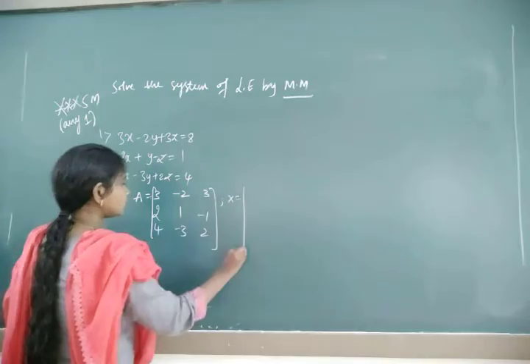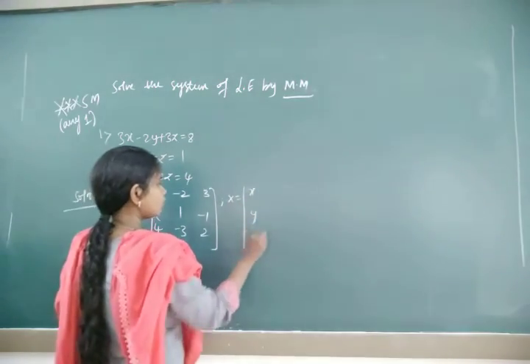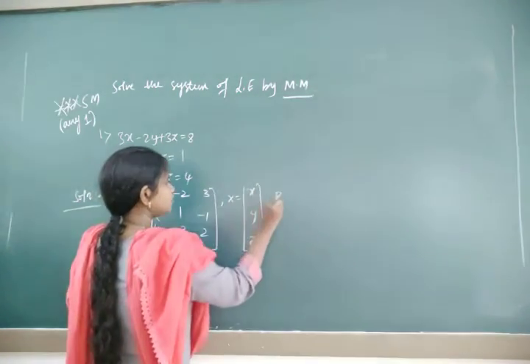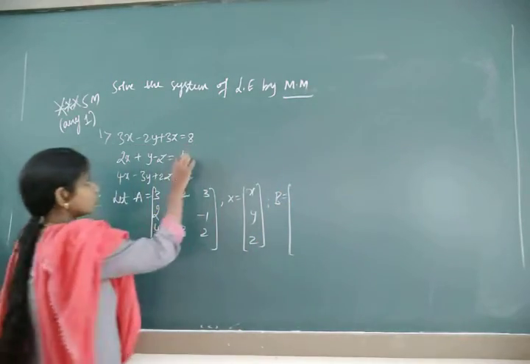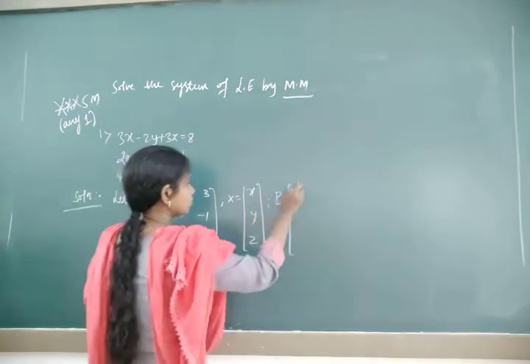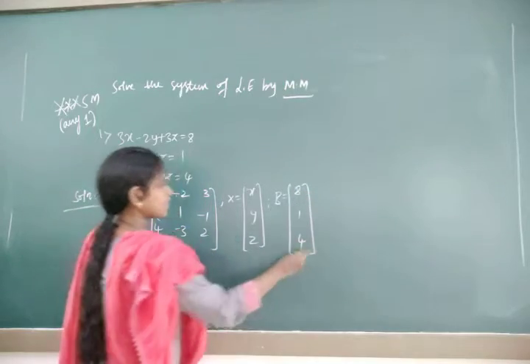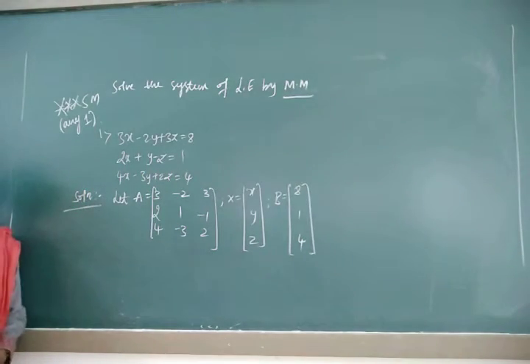Write the X value. X is always x, y, z, that too in the form of a column. And next write B. B is the constants. What are the constants here? 8, 1, 4. Like this you have to write always.